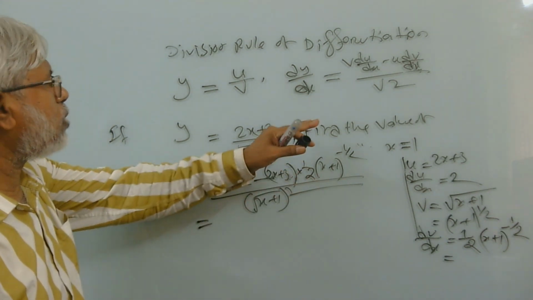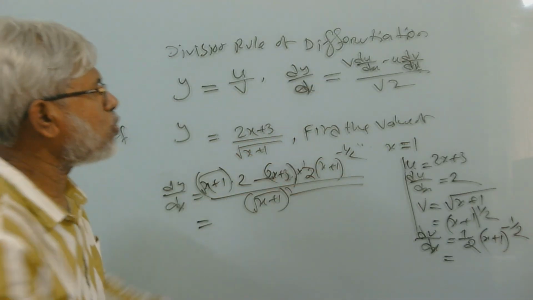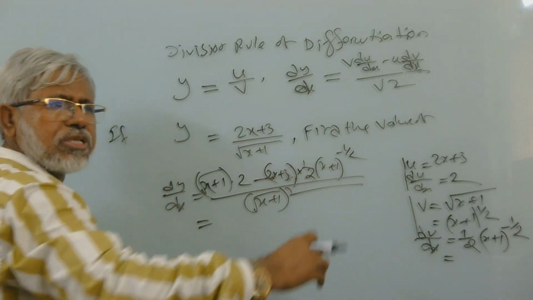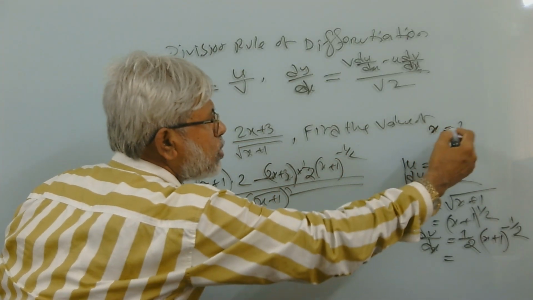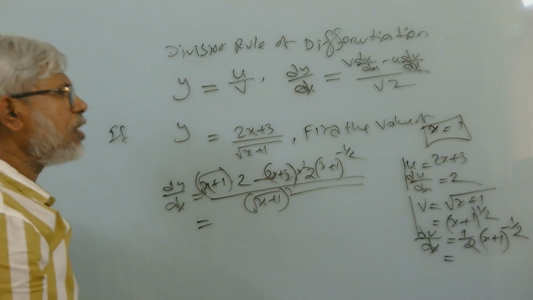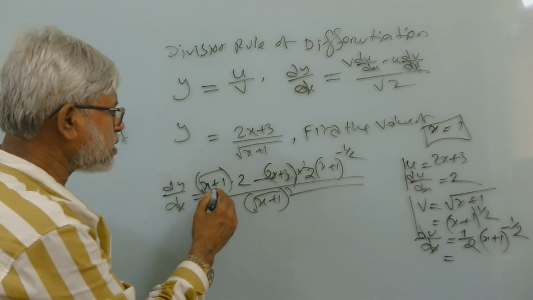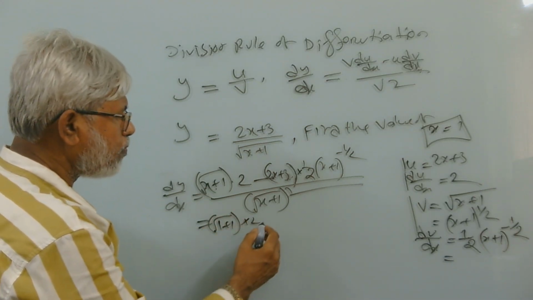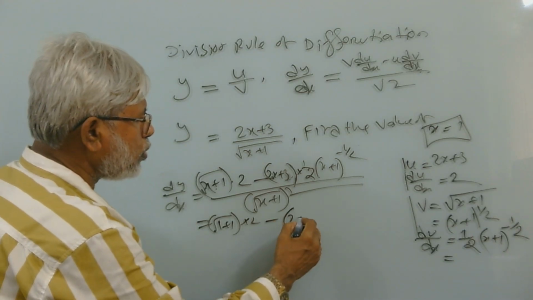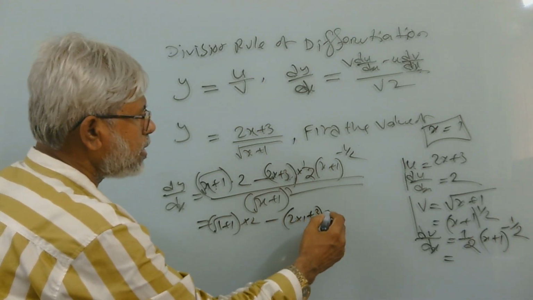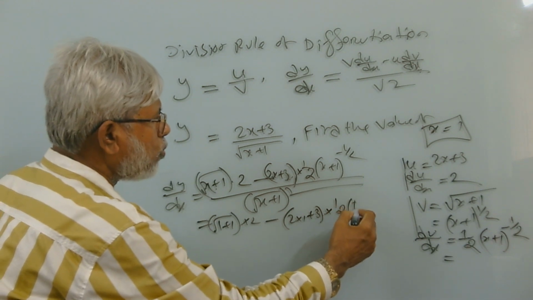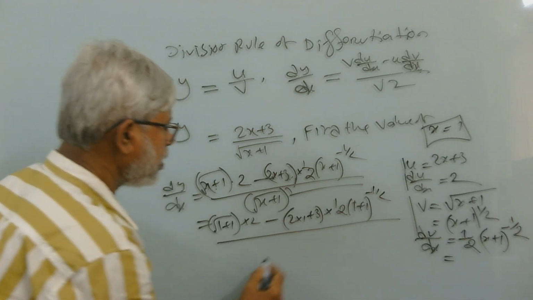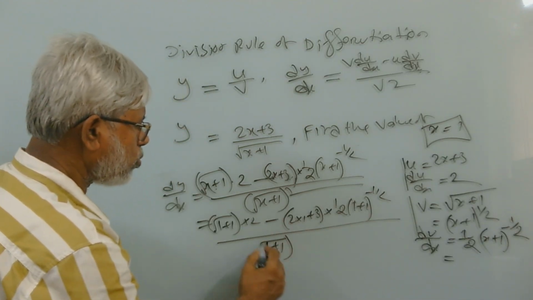The question is find the value of dy by dx when x is equal to 1. What was our question? Find dy by dx when x is equal to 1. So if x is 1, we put the value of x as 1: 1 plus 1 square root into 2, minus 2 into 1 plus 3 into half, 1 plus 1 to the power minus half, divided by root over 1 plus 1 whole squared.